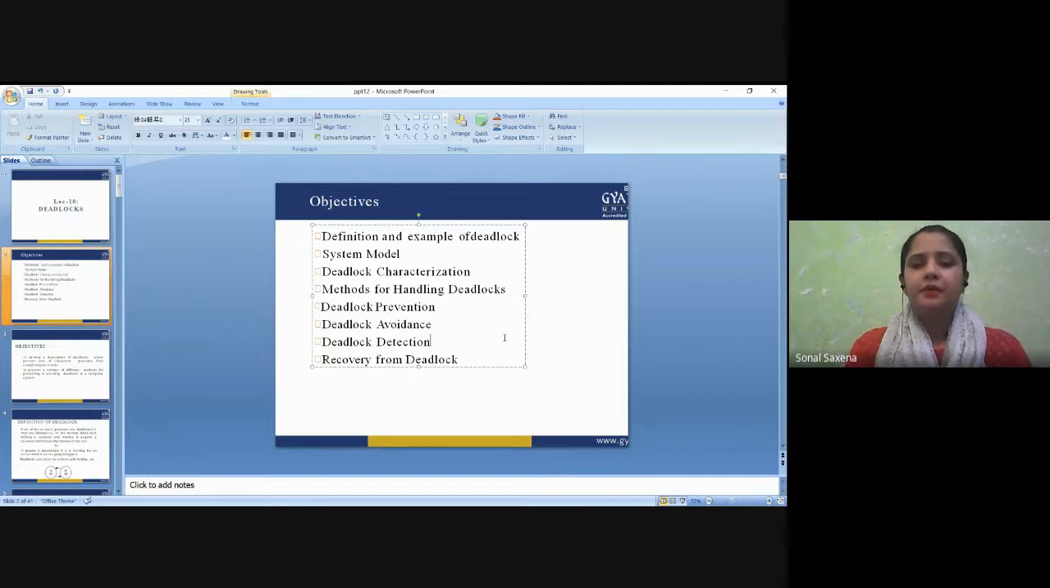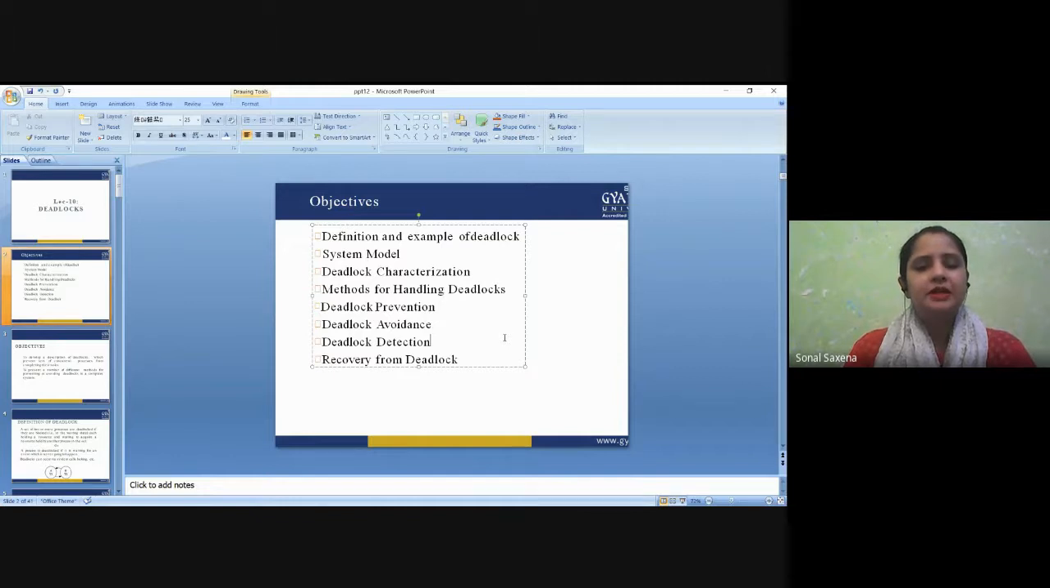Then we'll see an example, what exactly a system model is, and how we can characterize that whatever activity has happened in our operating system is actually a deadlock. Then we'll learn how we can handle deadlocks. Handling a deadlock comes when the deadlock has actually occurred in your system. But there could be a point where we prevent our system from getting into this deadlock condition. So deadlock prevention we are going to see.